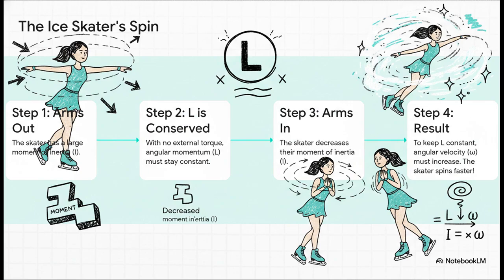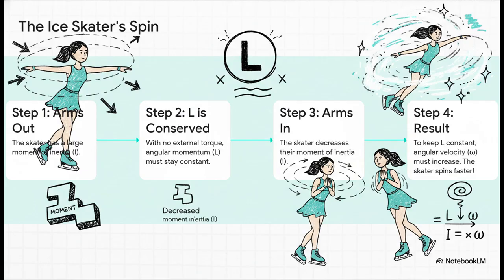Okay, let's walk through it step by step. Step 1. The skater starts her spin with her arms stretched out. We know what that means, right? Her mass is spread out, so she has a big moment of inertia. Step 2. She's spinning on smooth ice, so there's basically no outside torque. That means her angular momentum is now conserved. It's a fixed number. It can't change.